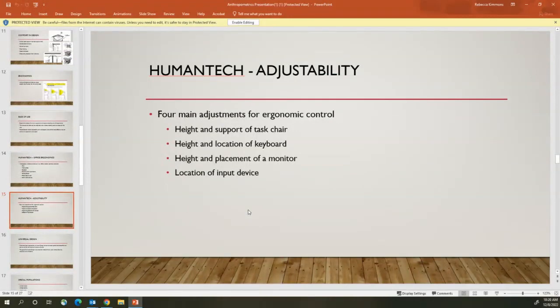There are 4 main adjustments as Human Tech lists it. Height and support of the task chair. So that's the chair that you're sitting in when you're working at the desk. Height and location of the keyboard. That impacts the angle of your arm as you're working and your wrist. Height and placement of the monitor. That impacts your neck strain, making sure you are not putting too much strain, looking too high up or too far down. And then the location of your mouse or your input device. So making sure that that's not straining items.